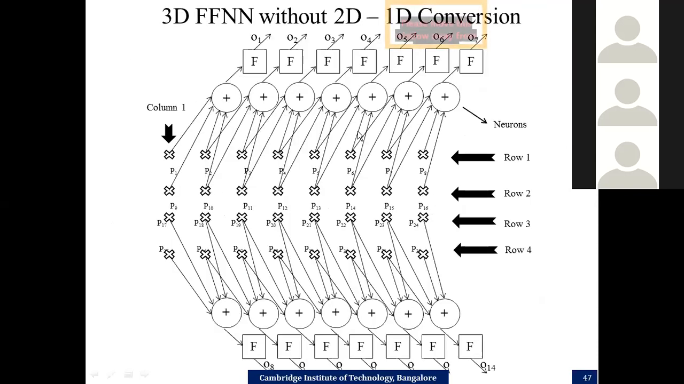And this is another structure wherein we don't convert from 2D to 1D. The inputs are taken as they are, but we have a 2D FFNN structure to process that data from all the rows, and then we are able to generate output. So this is again a design which is being patented, and right now we are working on this architecture for converting it to a CNN based structure.